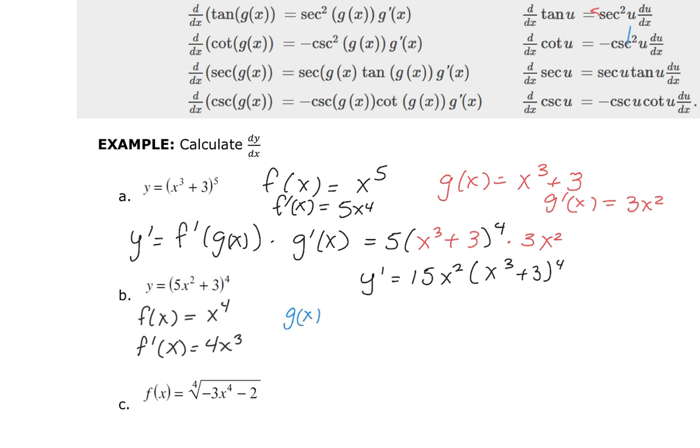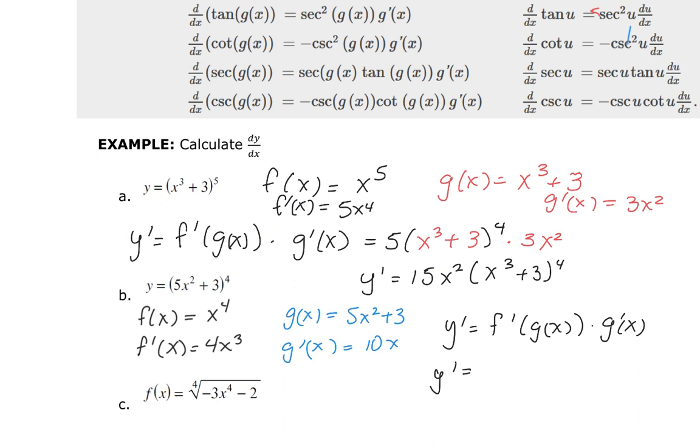g of x would be my inner function, which is 5x squared plus 3. g prime of x is just going to be 10x. So y prime is going to be f prime of g of x multiplied by g prime of x. So y prime is going to be my 4, and it's not x cubed. Remember, this x cubed gets replaced with g of x.